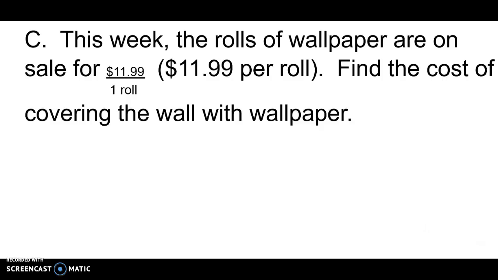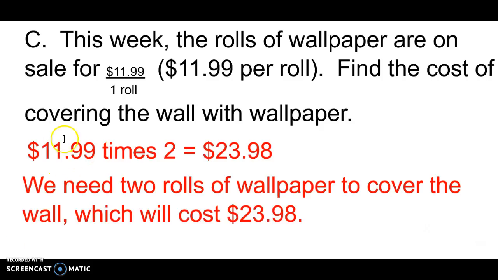So we need to find out how much it would be for 2 rolls. I know how much it is for 1 roll, so something easy we could do is add them, but if I wanted to eventually buy a lot of rolls, it would make the best sense to just multiply. So I did my work here, and then I answered in a complete sentence. We need 2 rolls of wallpaper to cover the wall, which will cost $23.98.